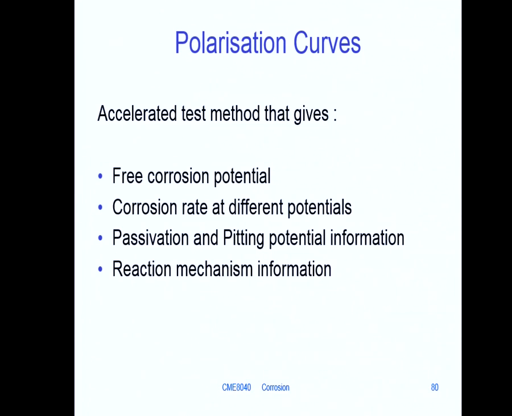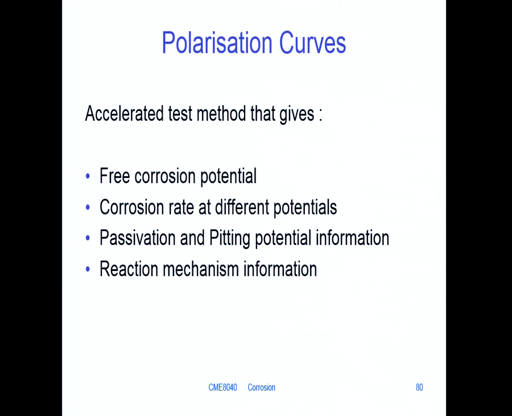Basically, what you should do ideally, if you want to do a plot, it's better to start from the cathodic end, go through the free corrosion, and then come out through the anodic. So you should sweep from negative to positive, ideally.